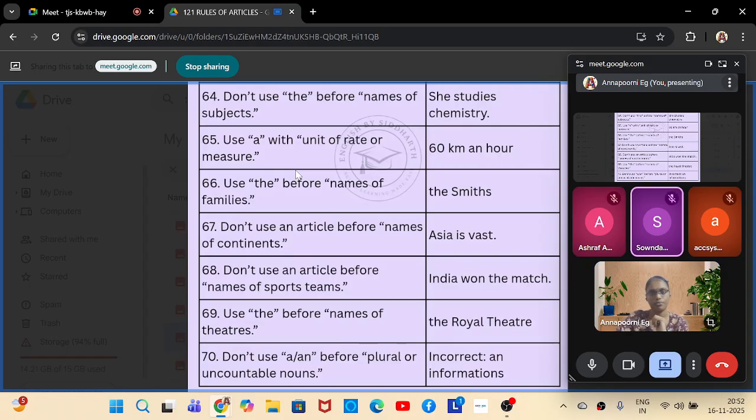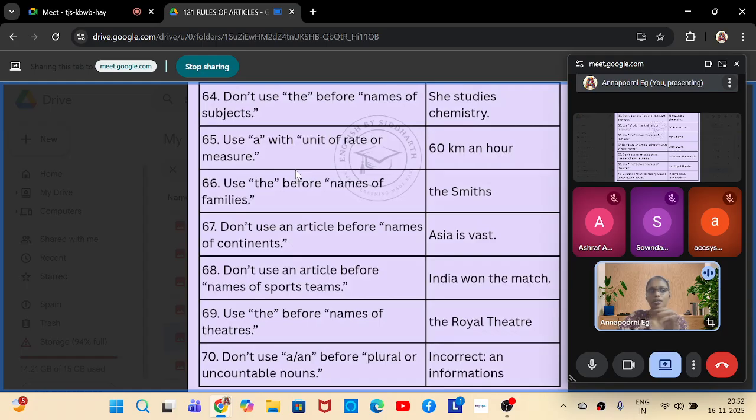Seven continents are there. Can you name them if you know? Asia, Australia, Africa, South America, North America, Europe, Antarctica. Very good. Asia, Africa, North America, South America, Europe, Australia, and Antarctica. And you don't have to use the, a, or an, or any article.